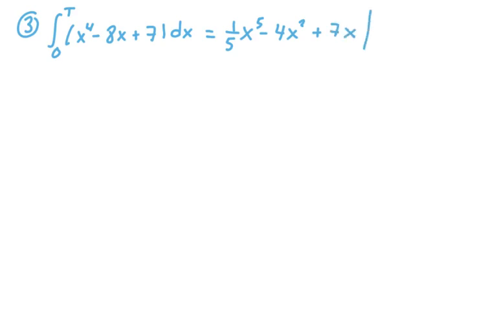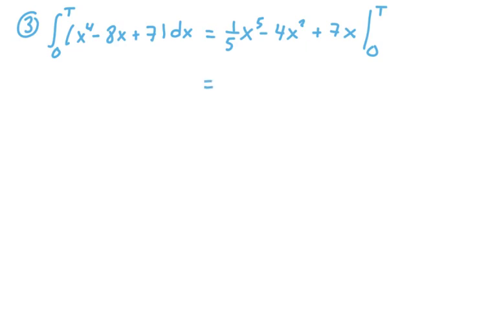Suppose we have the integral from 0 to t of x to the 4th minus 8x plus 7 dx. Okay? And so this is 1/5 x to the 5th minus 4x squared plus 7x. But we evaluate from 0 up to capital T.